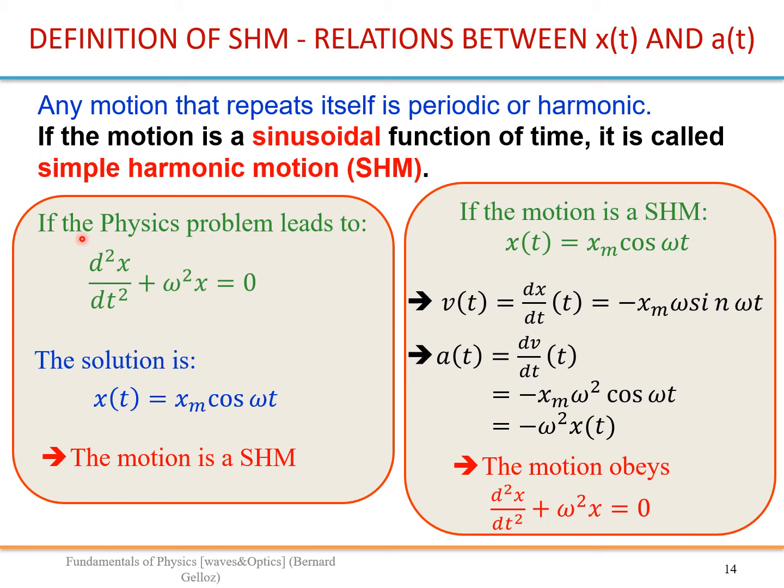If the physics problem leads to this equation, you know you have a simple harmonic motion, and you know the solution is this. On the contrary, if you know you have a simple harmonic motion, you know your function would be given by something like that, and you can calculate your speed would be given by that, your acceleration given by this, which means that the equation of motion obeys this equation. Okay.